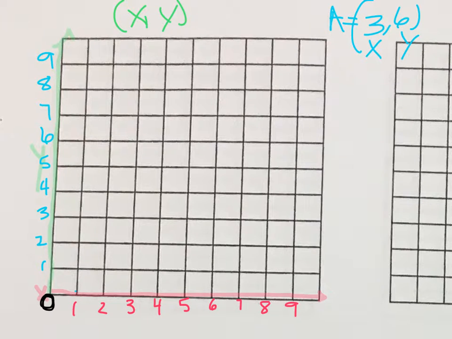So let's do that. Here we go. 1, 2, 3. Okay, so we have our 3. Now we're going to go up how many? 6. 1, 2, 3, 4, 5, 6. I'm going to put a dot there, and to label that point, all you have to do is write the letter A. Okay? That's all you have to do. Simple enough, isn't it?